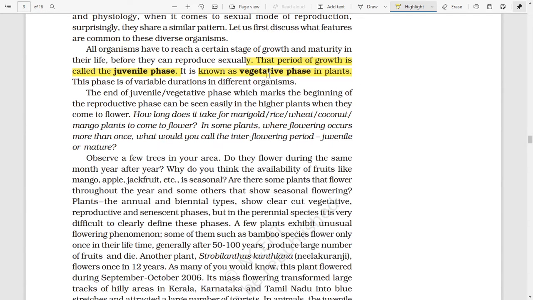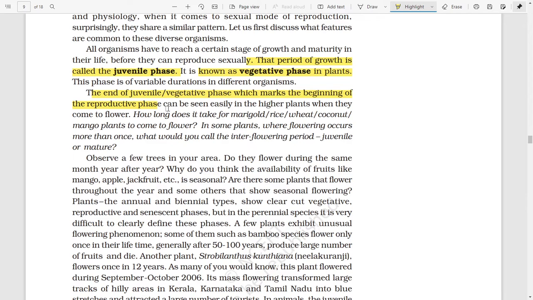The end of the juvenile vegetative phase, which marks the beginning of the reproductive phase, can be seen easily in the higher plants when they come to flower. How long does it take for marigold, rice, wheat, coconut, and mango plants to come to flower?